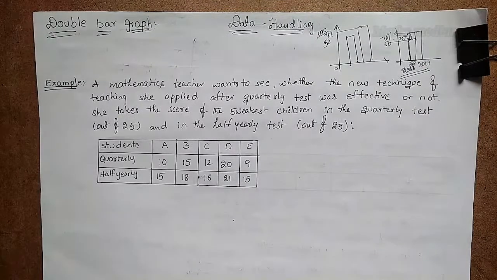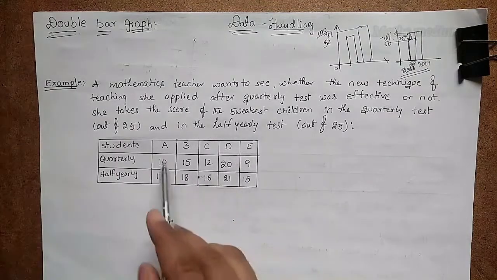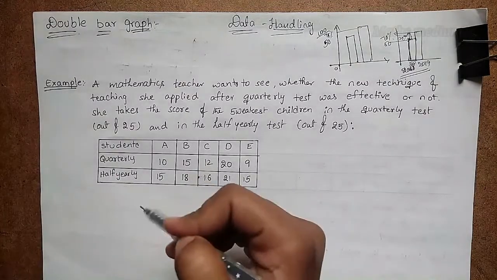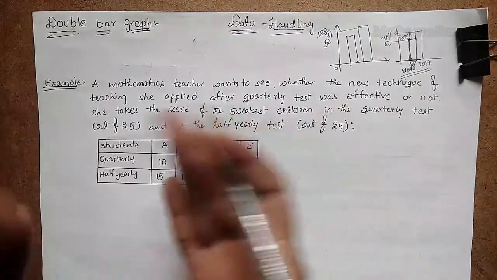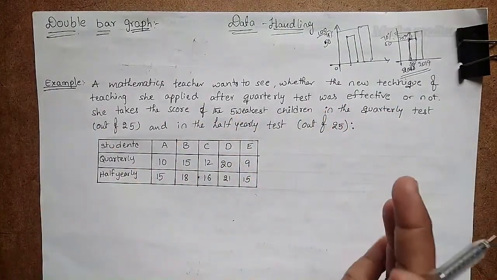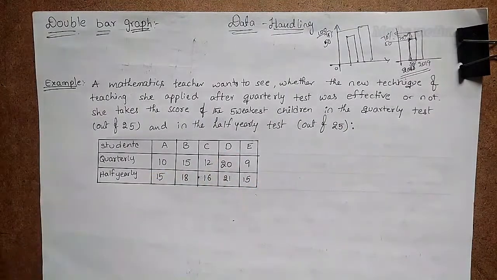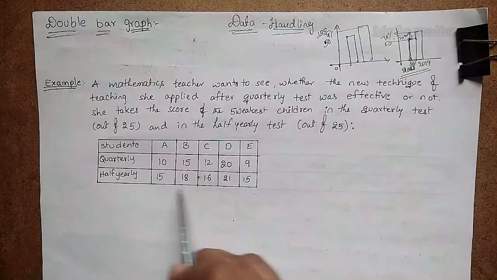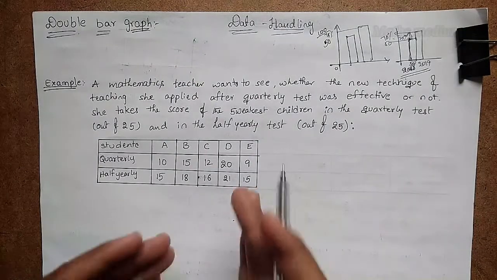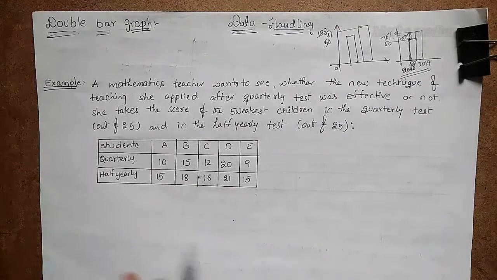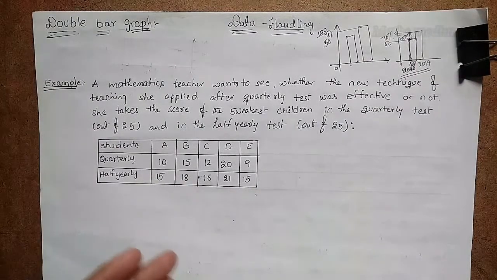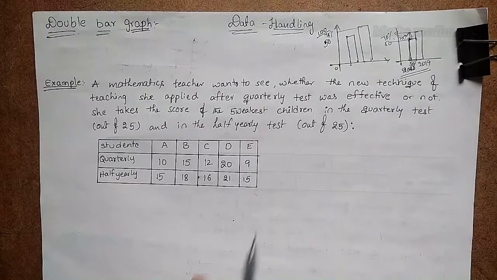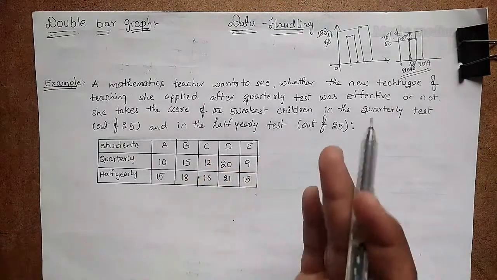Take the example as this. There are 5 students in the class: A, B, C, D, E. The teacher wants to know how they are performing in the quarterly and half yearly tests. Whether they are improving in this period or not is the main matter for the teacher, so she has to analyze. She has taken quarterly marks like this and half yearly marks like this. We cannot tell from these numbers particularly how much greater or lesser the marks are. So we have to start with bar graphs, then we get the answer easily.